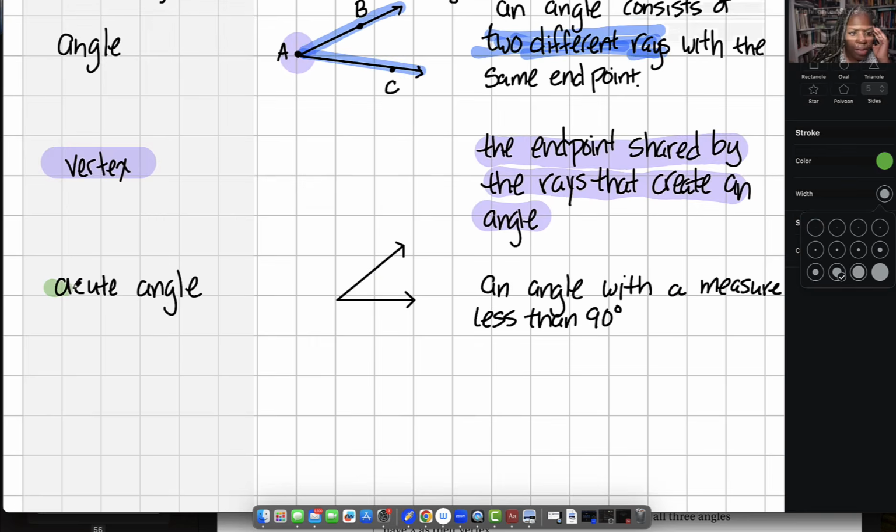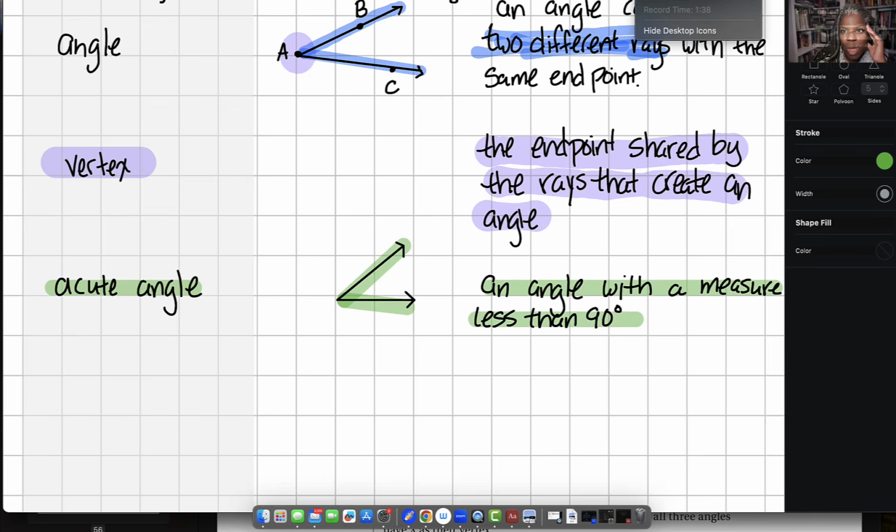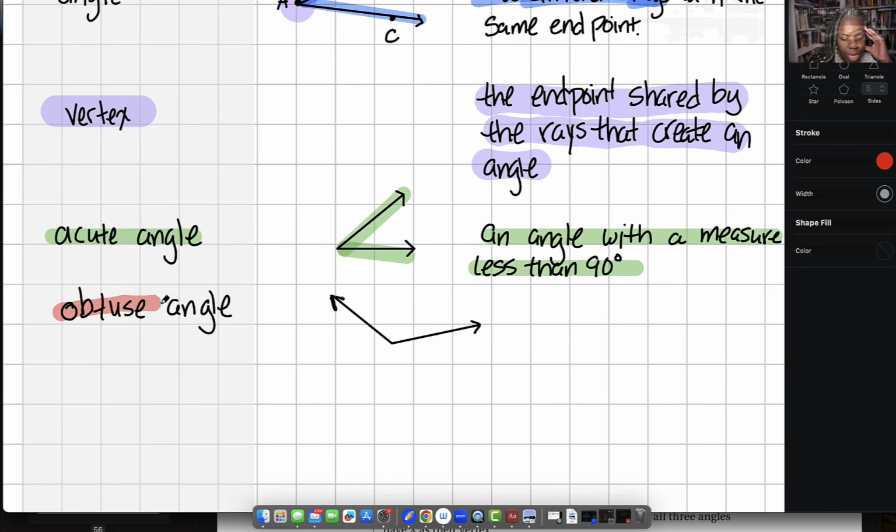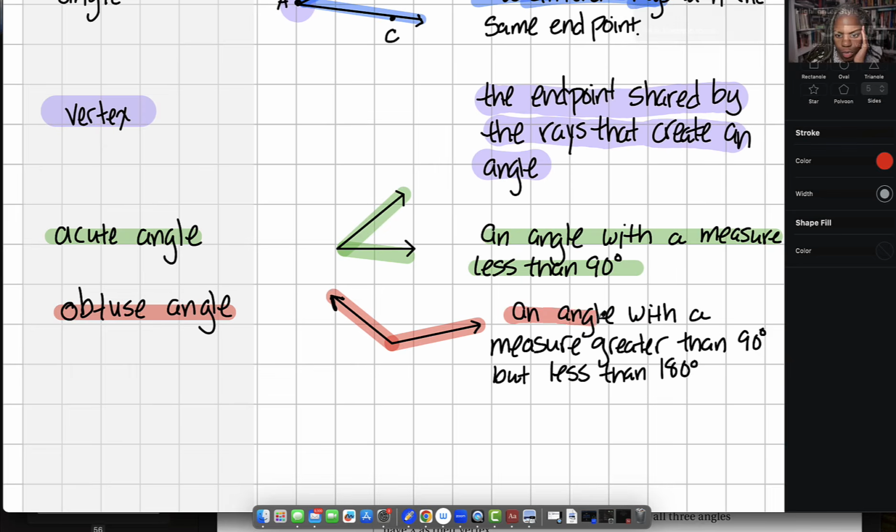We can have an acute angle. An acute angle looks like this. It's an angle whose measure inside is going to be less than 90 degrees. That's an acute angle. In addition to that, we also have obtuse angles. Obtuse angles are angles whose measures would be greater than 90 degrees, but less than 180 degrees. So that's greater than 90 degrees, but less than 180 degrees.